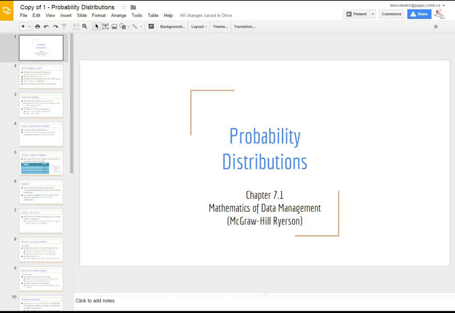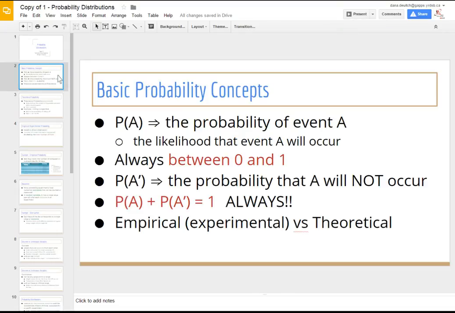Alright guys, so we are starting the probability distributions unit. This is in chapter 7 of your textbook. So first of all, we should remind ourselves of our basic probability concepts.